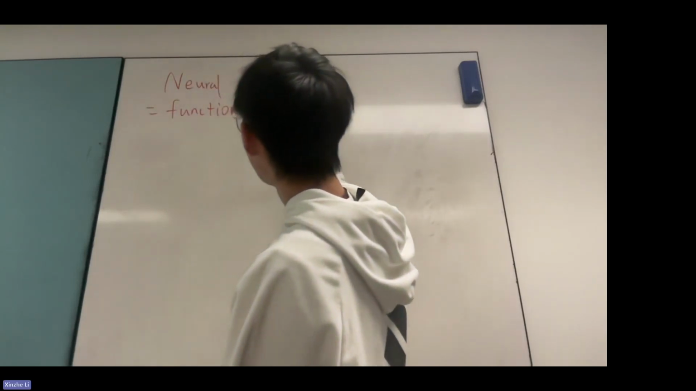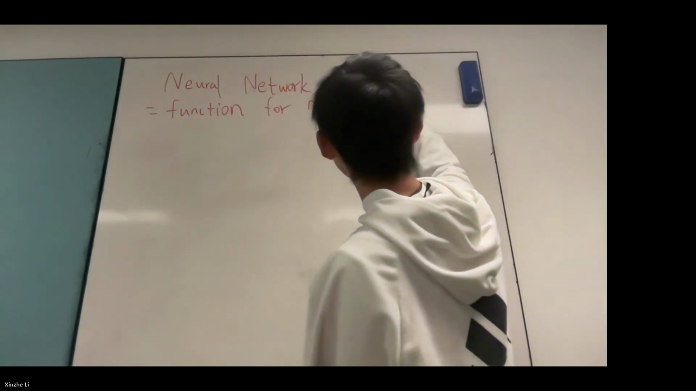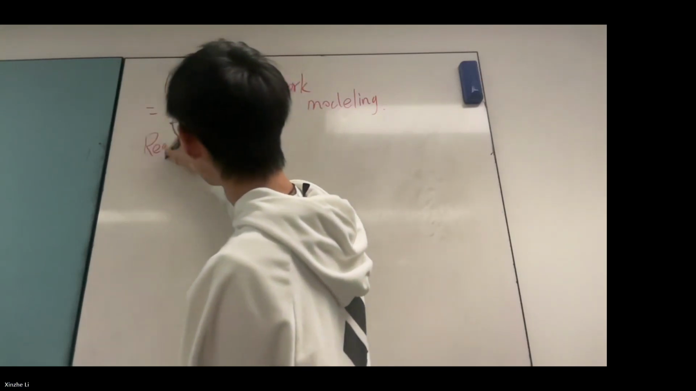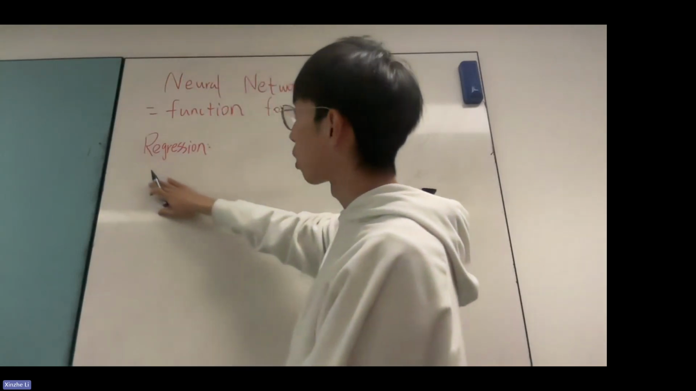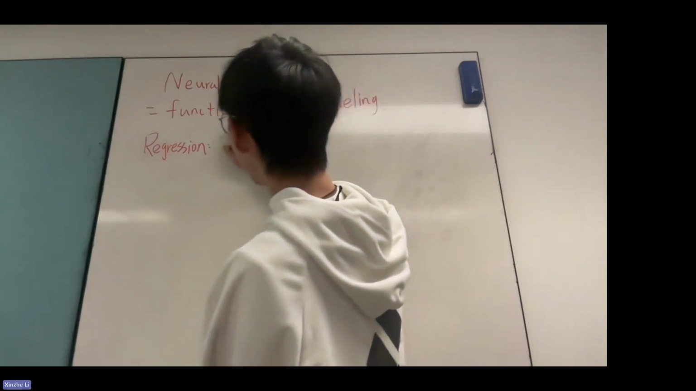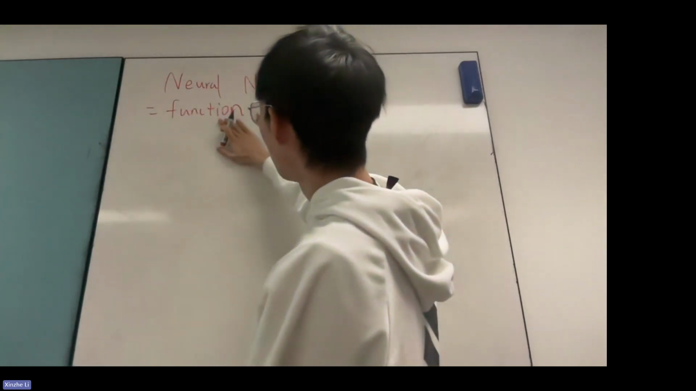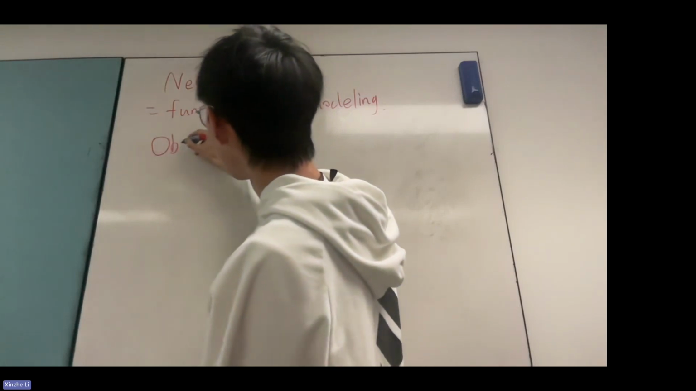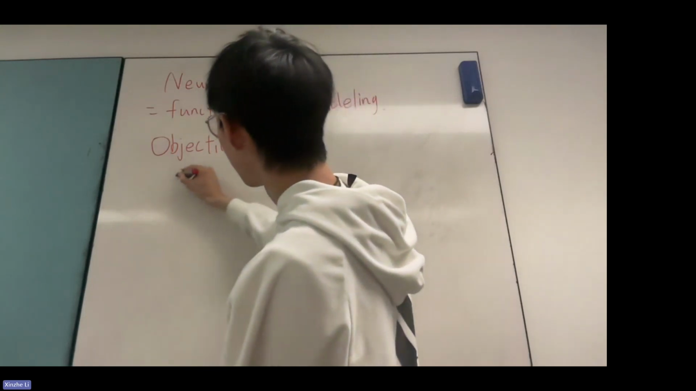So if we have a function for modeling, what's the general strategy? The general strategy is to ask what the objective for the task is. If the task is regression, that means the outcome is continuous.